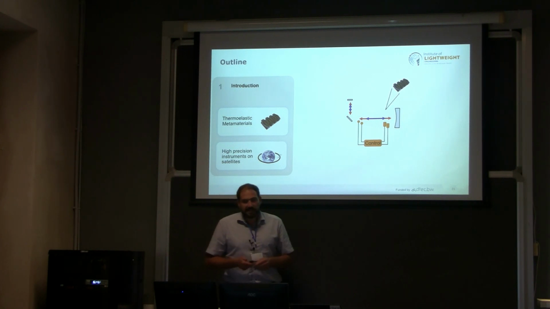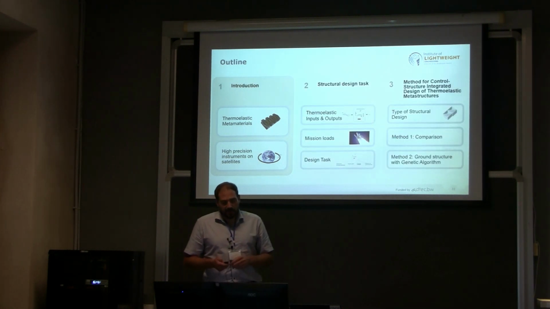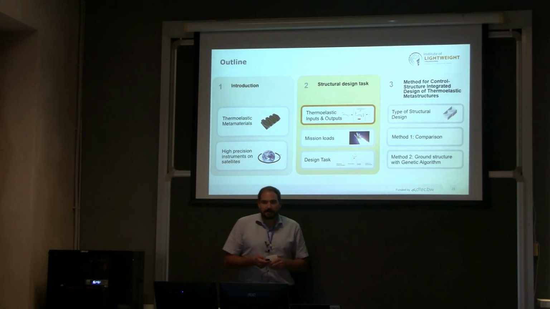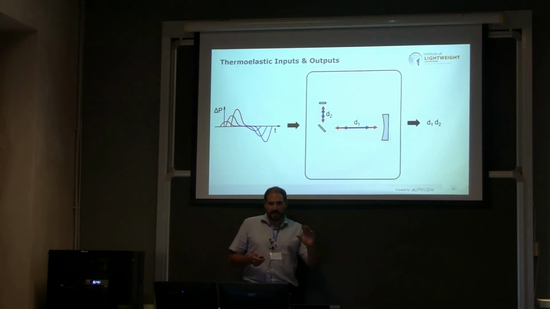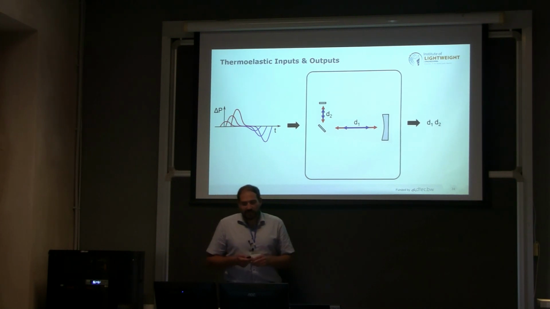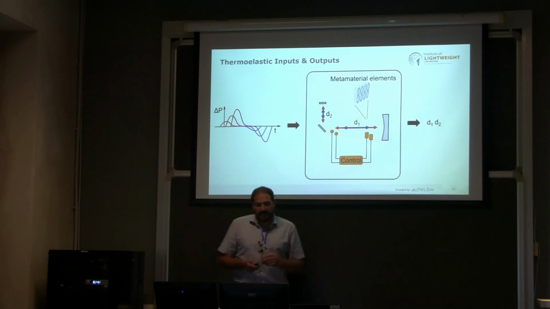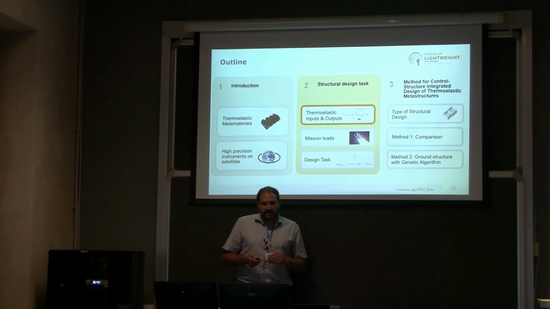This brings me to sum up the introduction. You have this mechanical structure, and now there are two questions. How can we implement such a structure, and how can we design it? Now I want to talk about the structural design task. Let's look at the thermoelastic problem as a black box. The inputs are the radiation loads, and the outputs are defined distances or rotations. The design parameters we have are the materials, the elements, where to put the control, where to measure, and which control to apply. And as we are on a satellite, there are also other restrictions that we have to fulfill.